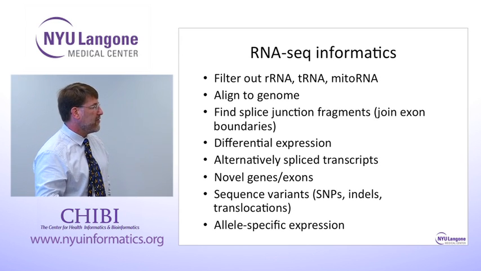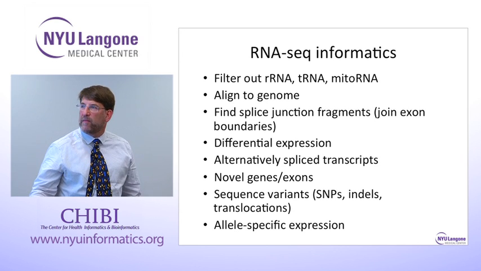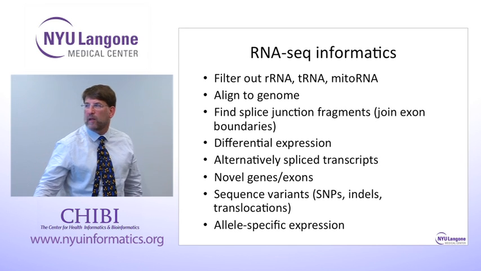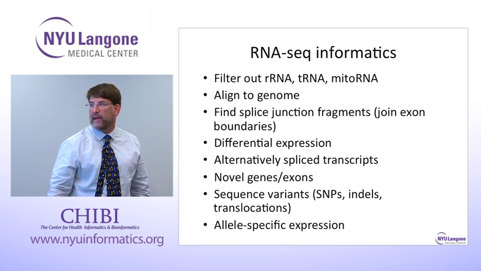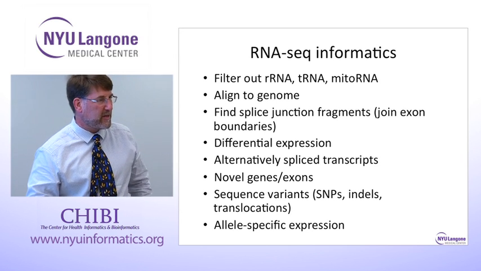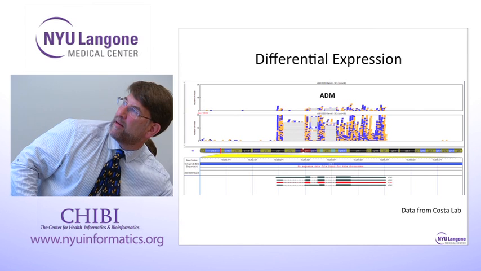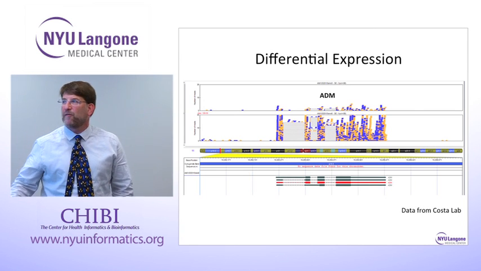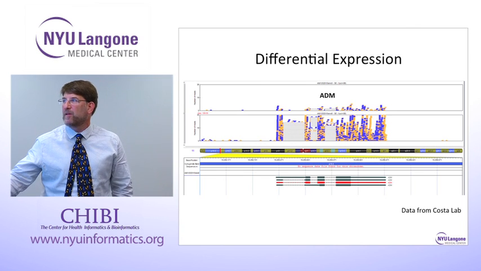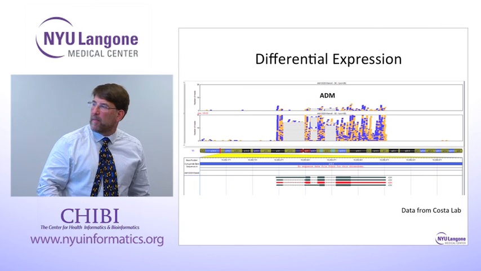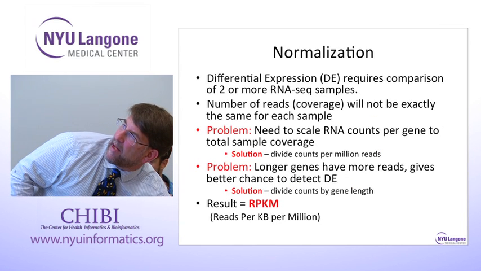That's relatively straightforward. Align to the genome, find the splice junction, count up the reads per gene, look at differential expression. We can also try to look for alternately spliced transcripts, novel genes and exons, SNPs, allele-specific expression. I'm going to get to most of these. All right, so differential expression is, in theory, very straightforward. You're looking for cases where in one sample you have lots of reads and in another sample less. The challenge is usually about normalization.